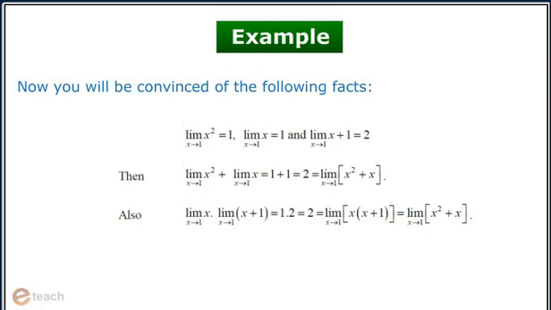Also, the limit as x tends to 1 of x into the limit as x tends to 1 of x plus 1 equals 1 into 2, that is equal to 2, which is again equal to the limit as x tends to 1 of x multiplied by x plus 1, that is also equal to the limit as x tends to 1 of x squared plus x.